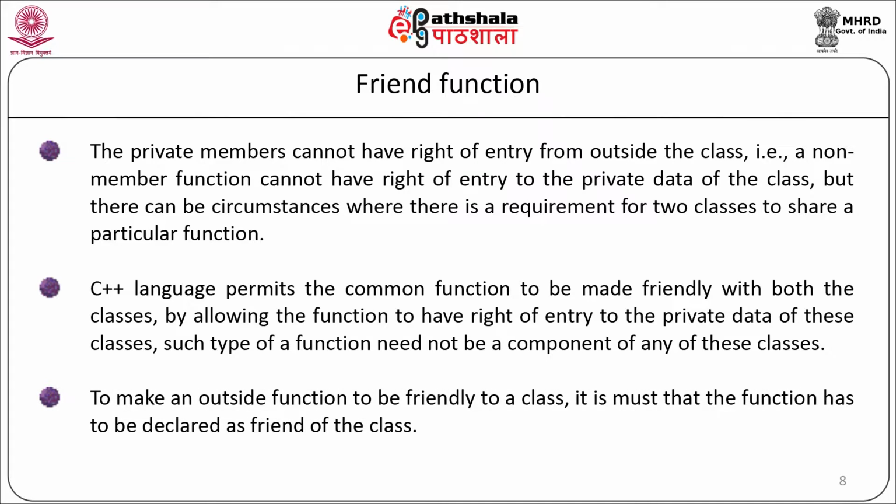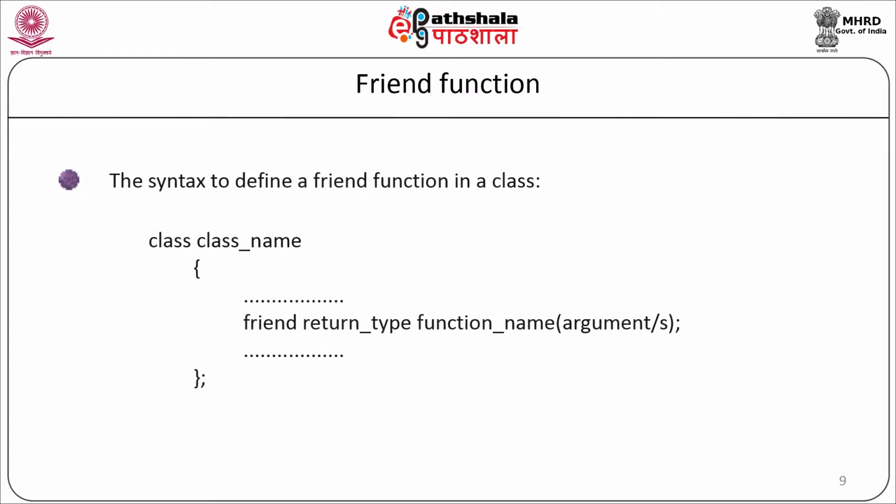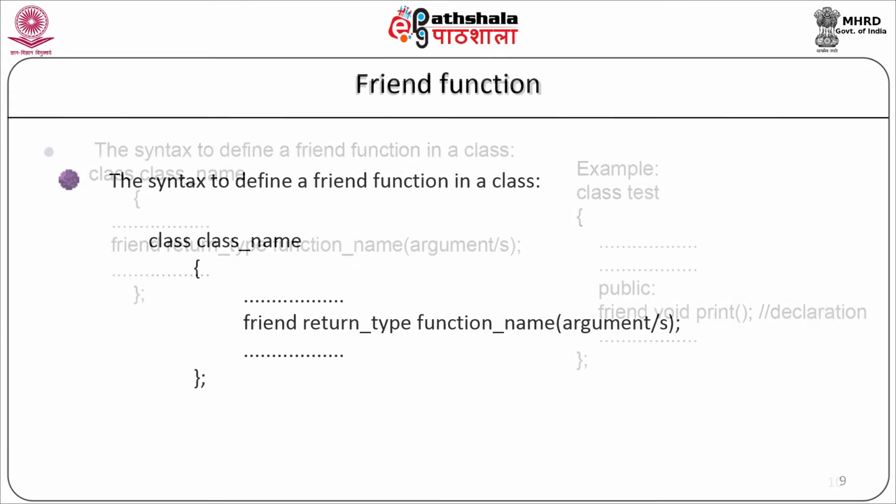To make an outside function a friend of a class, it is a must that the function be declared as a friend of the class. The syntax to define a friend function in a class is as follows. Class, class name, and inside the definition of the class, opening braces, we can have the friend function declaration as friend, return type, function name, the arguments in brackets, and a semicolon, and the class will end.